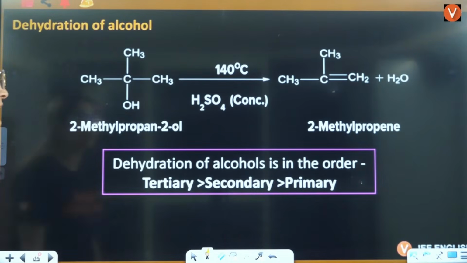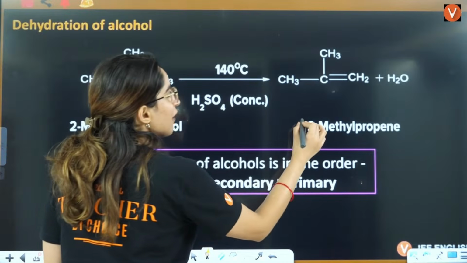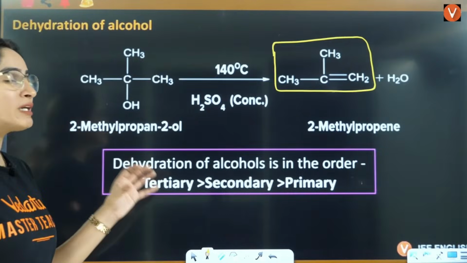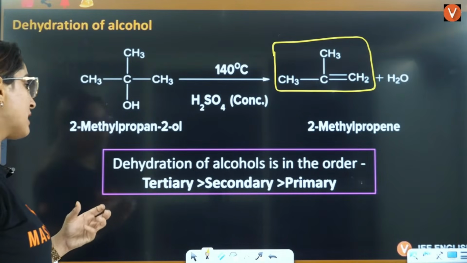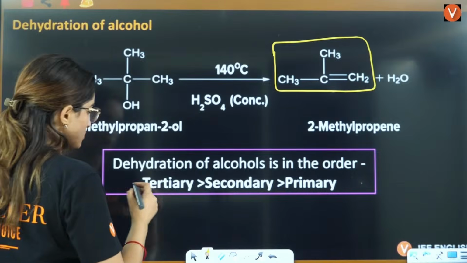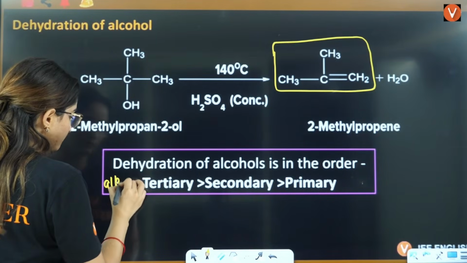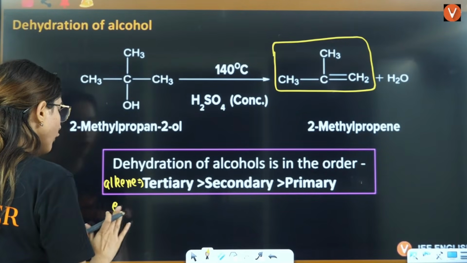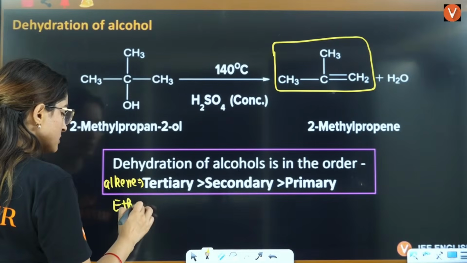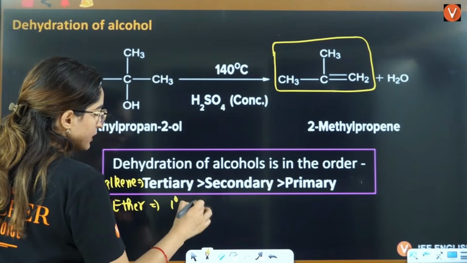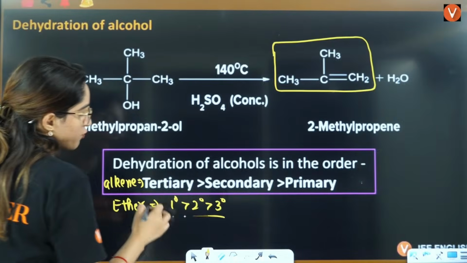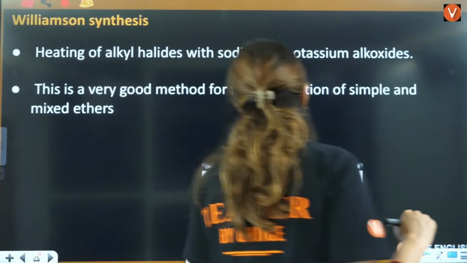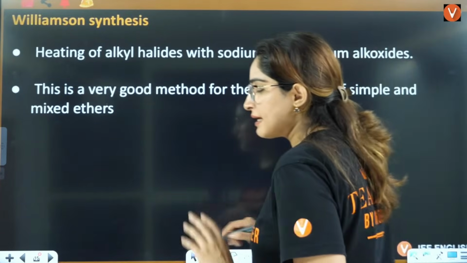Similarly, in case of 3 degree, same thing, you will have the formation of alkene as the major product here as well. So for dehydration of alcohol, to form alkene the order is 3 degree, 2 degree, 1 degree, and to form ether, it's 1 degree, 2 degree, then 3 degree. So 1 degree will form ether, 2 degree and 3 degree will not form ether. That was your first reaction.